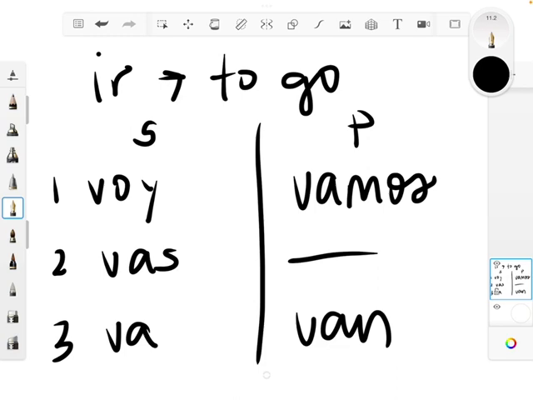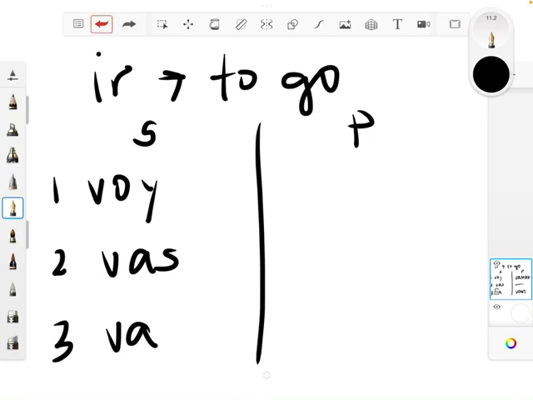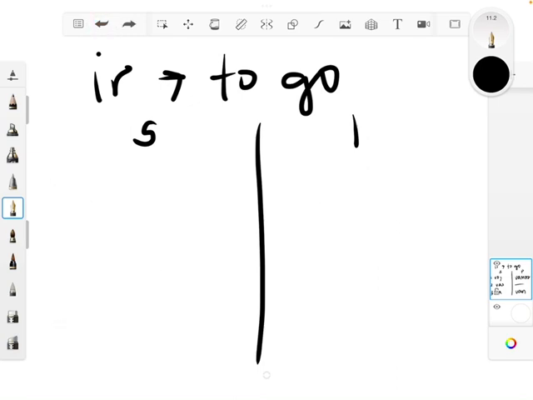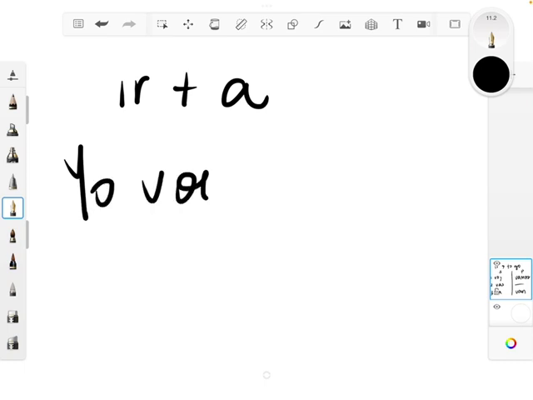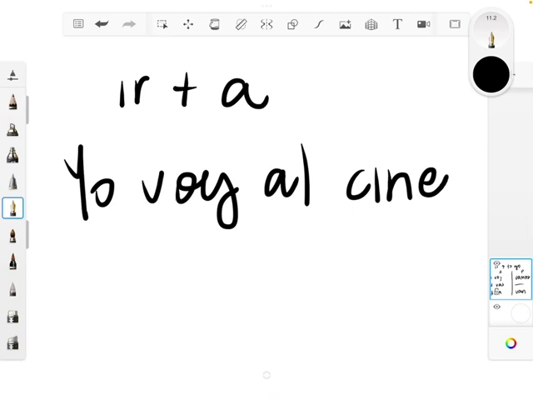So I want to go back to this really quickly. You want to make sure that you memorize this, that it's irregular, the verb conjugation. And then you're going to use it frequently with that contraction. So we have, for example, yo voy al cine. Okay?